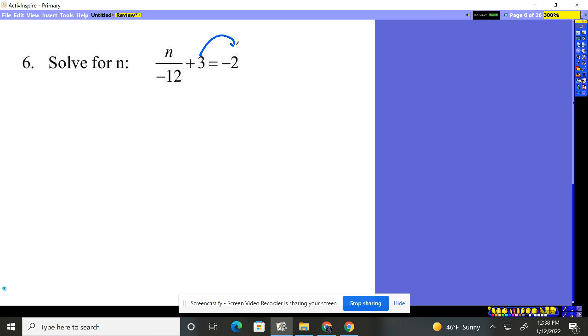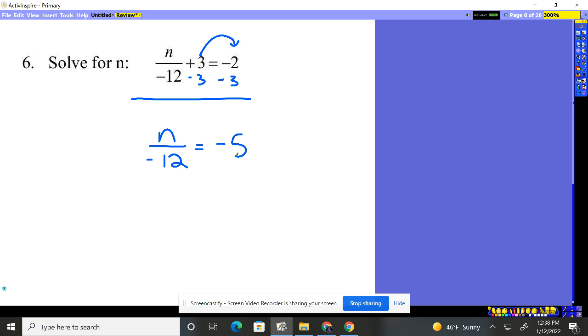The first step would move that +3 over. You're not going to mess with this division part. That's a little more complicated. We don't do that first. Let's subtract 3 from both sides. That'll give me this part right here of n divided by -12 equals -2 take away 3 is -5.